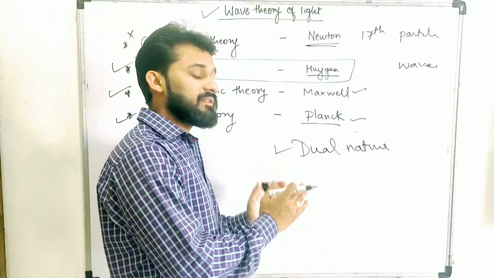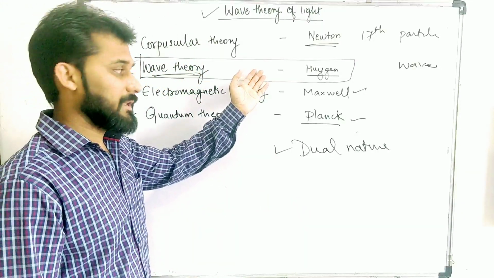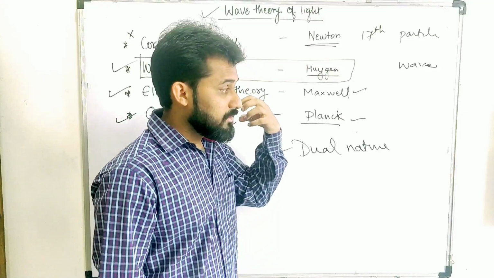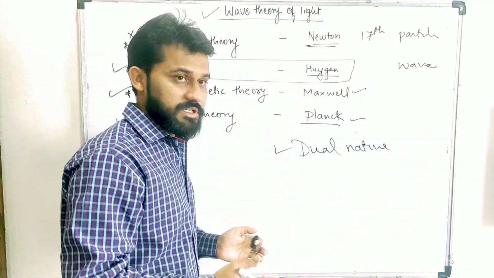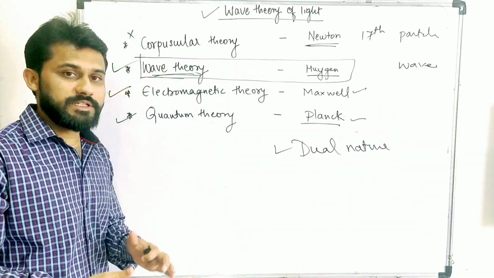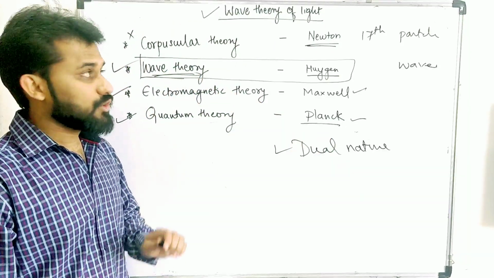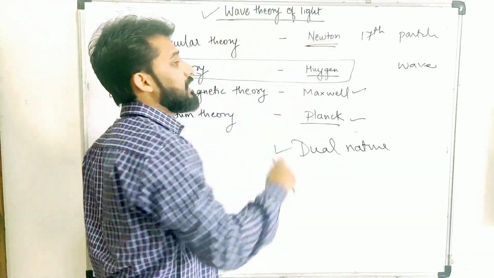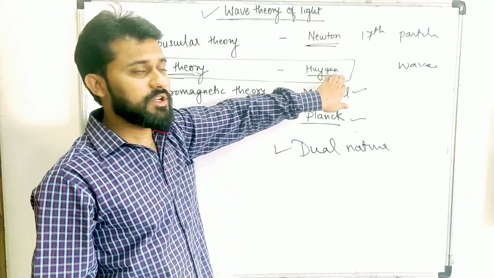Like if we are explaining reflection, wave theory is enough to explain the reflection. But if you are explaining photoelectric effect, for that wave nature won't be sufficient to explain it. In that case, we need particle nature. So light has got dual nature, that is it can travel as a wave as well as it can travel as a particle. So majorly the lesson wave theory of light focuses on which part? It only focuses on Huygens wave theory.